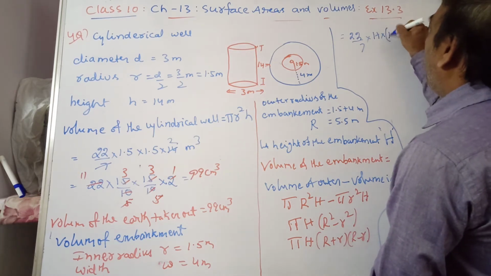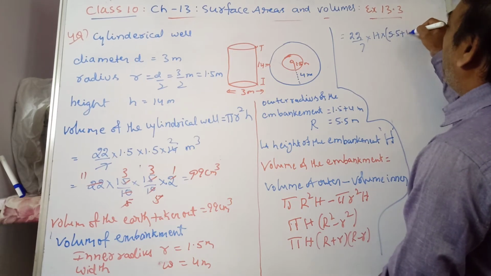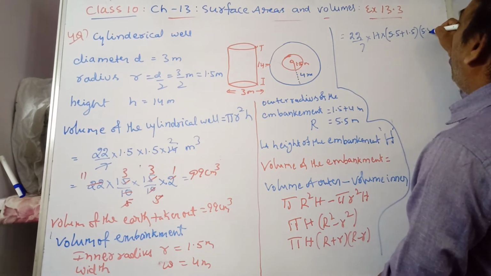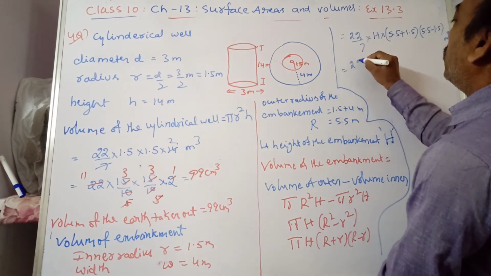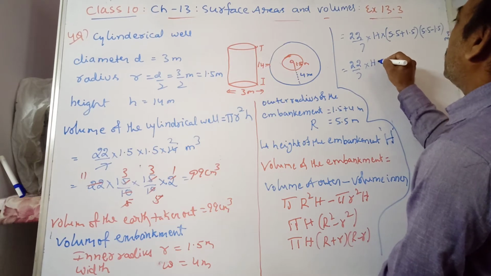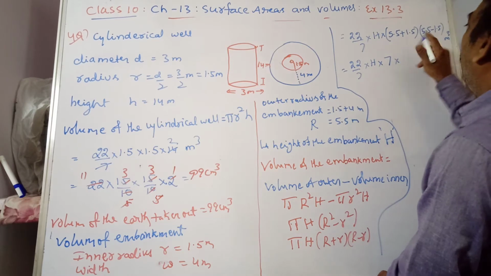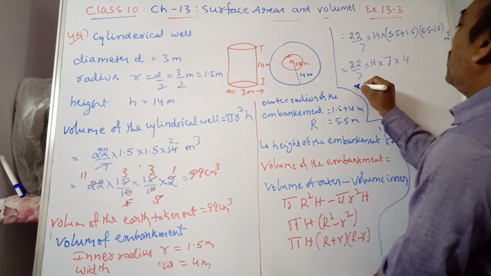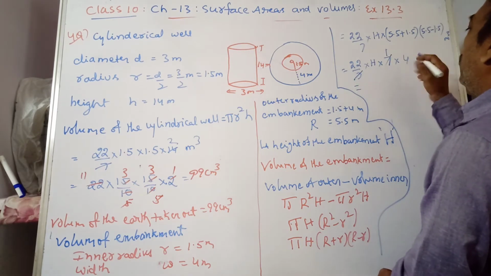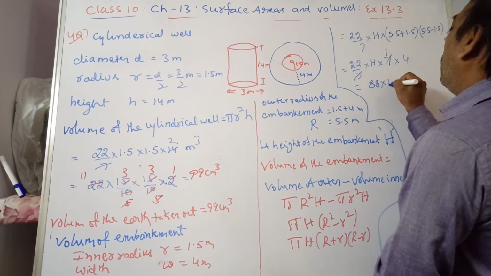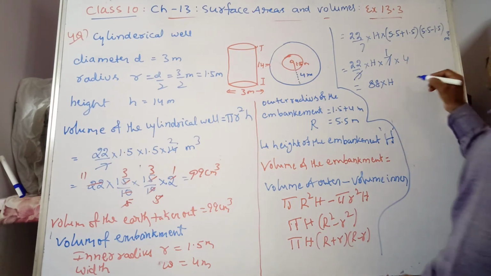Capital R is 5.5 plus small r, 1.5, into 5.5 minus 1.5 meter cube, which is equal to 22 by 7 into h into, this will become 7.0, which is nothing but 7, into 5.5 minus 1.5 is 4. The 7s cancel, 22 into 4 is 88, into H. 88 into H meter cube.